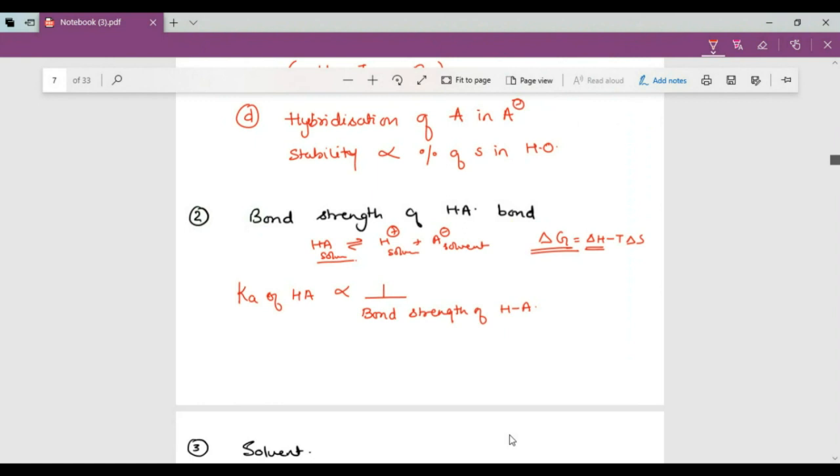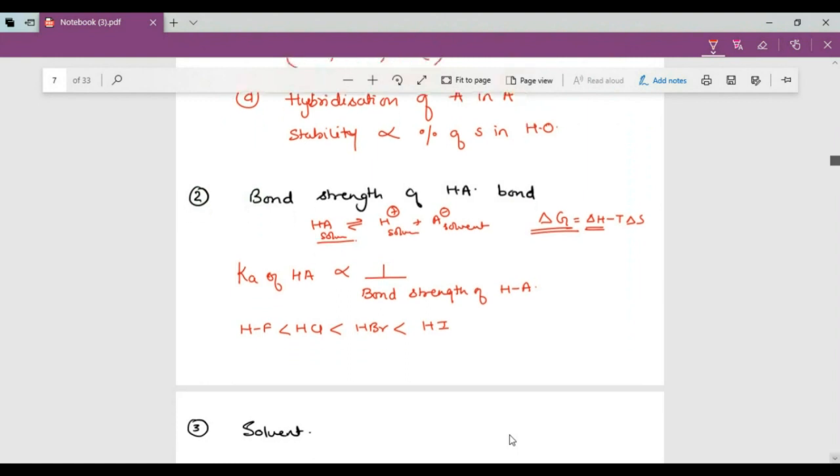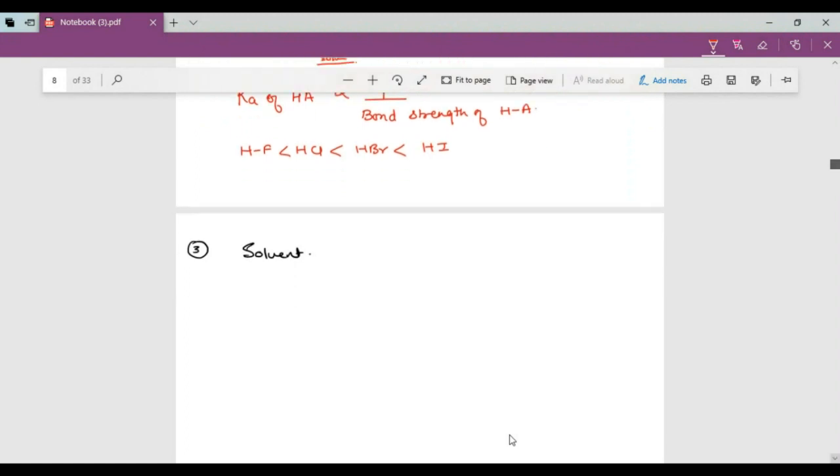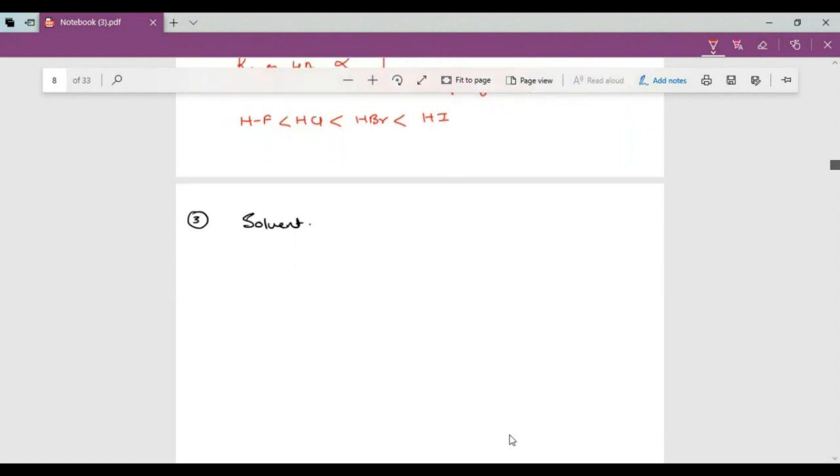And we have such a good example for this. As you remember, HF, HCl, HBr, HI. This is the order of Ka. In inorganic, you might have done this or you will do it in the near future. HI, being the weakest bond, will act overall as the strongest acid. HF is relatively a weaker one.